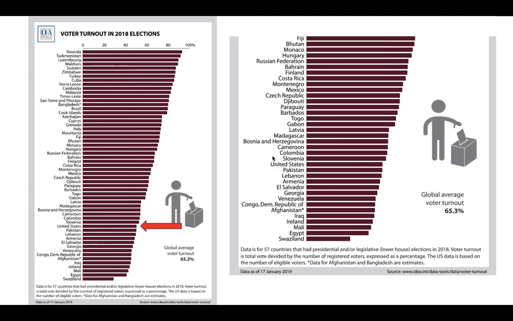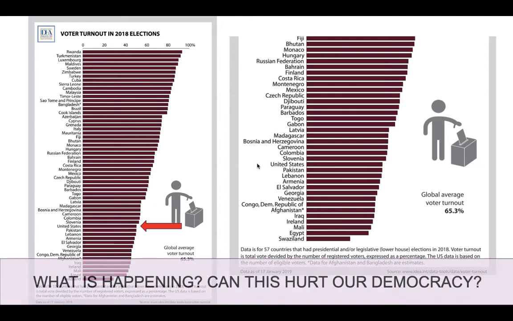Colombia, same thing. I am not here to tell you that these countries are particularly bad places. What I am here to tell you is that we need to look a little further at the United States and start sort of looking internally and thinking, is this a place where democracy is strong? What is happening? And can this really hurt our democracy, having this low of a voter turnout? We're actually below average most years.